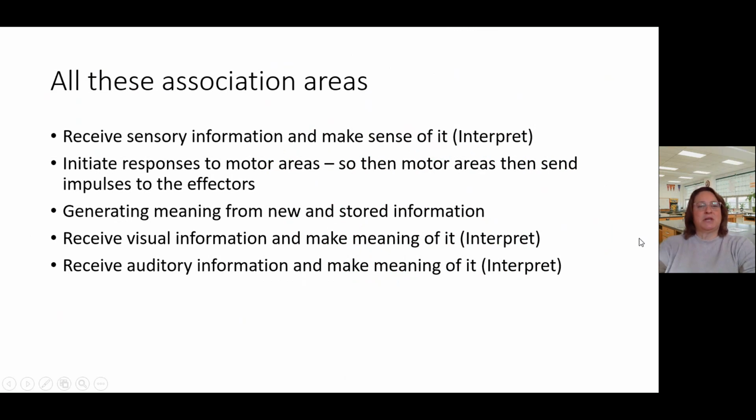Right, all the association areas, I've put that in brackets there, interpret, interpret, interpret. You've got information coming in, but you need to make meaning of that information. So all of those association areas get information in and then make sense of it. They initiate areas to then tell the motor cortex, move your lips like this, move your face muscles and produce this gesture, move your hands in that particular way. So they initiate that response.